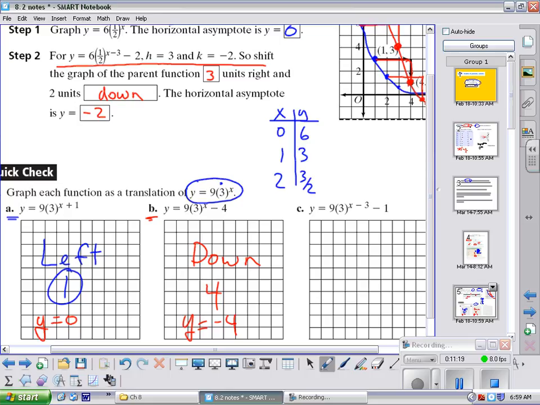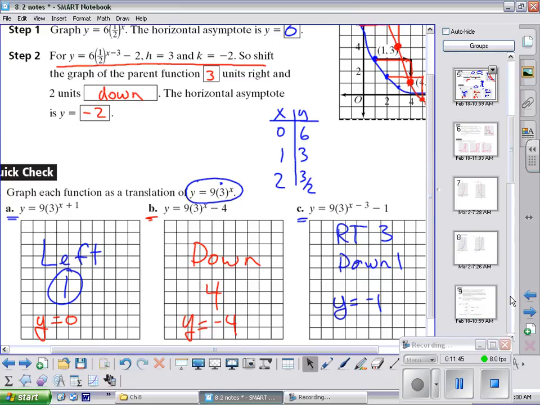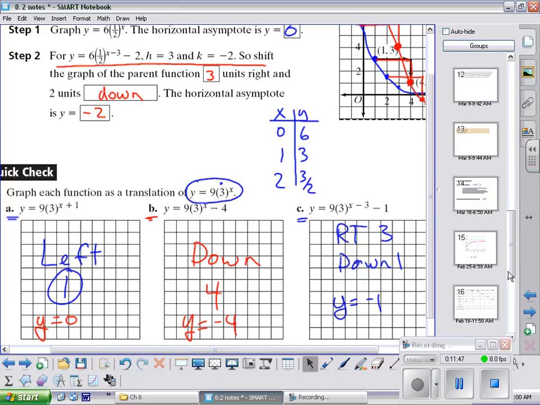This last one here, there's two things going on. I went right 3 and I went down 1, so my new asymptote should be at y equals -1 on part C. All right, and that's really our conversation about translation. Actually for Half-Life, we're going to have to break this into two parts. So I'll go ahead and stop this, and we'll go into the second part.